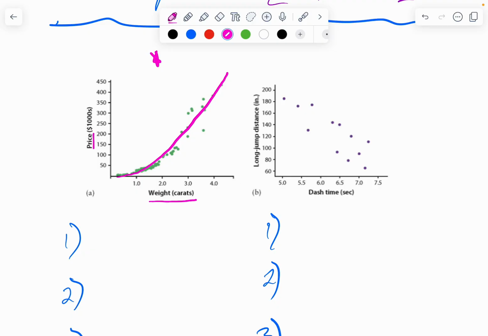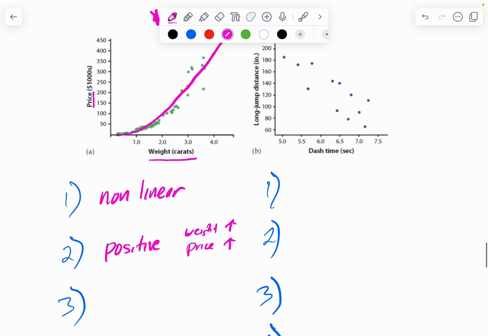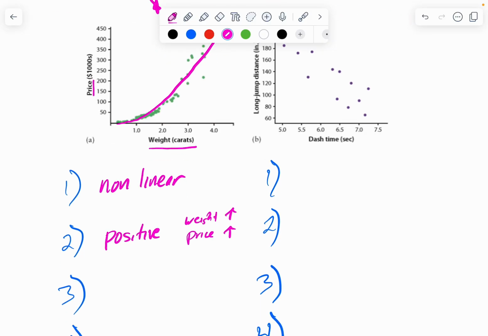So the first thing we want to address is form. And this, by the eyeball, is pretty obviously going to be a nonlinear relationship. But the overall relationship is positive, right? As the weight of the diamond is going up, the price of the diamond is going up right along with it. Now, these dots are very, very close to forming this exponential growth curve. So I'm going to go ahead and argue that this relationship is in fact strong.